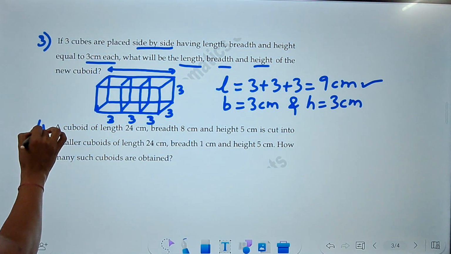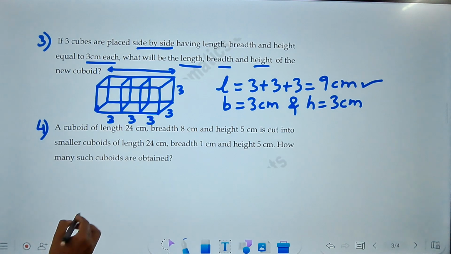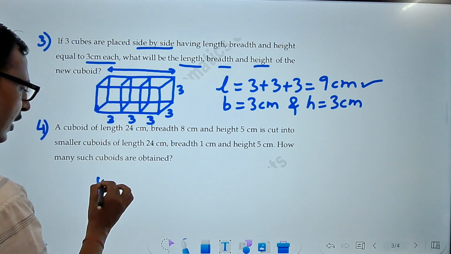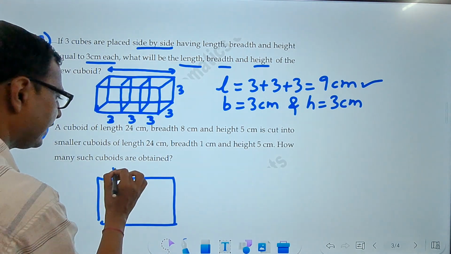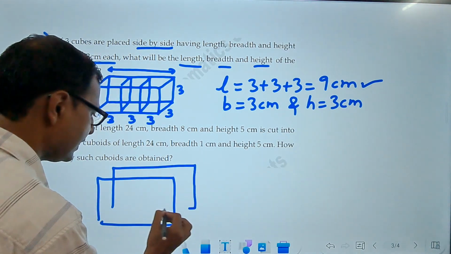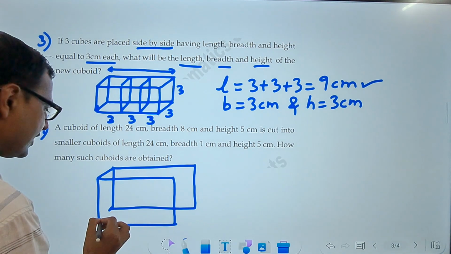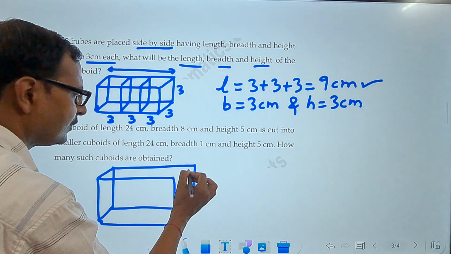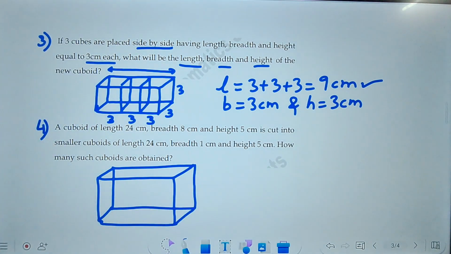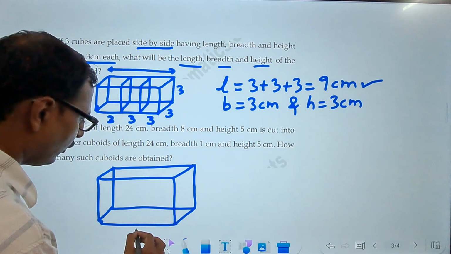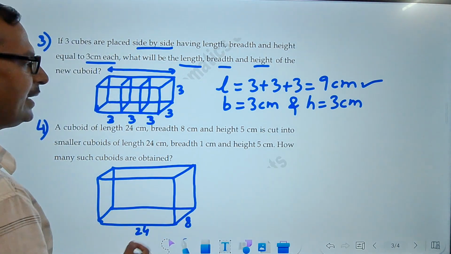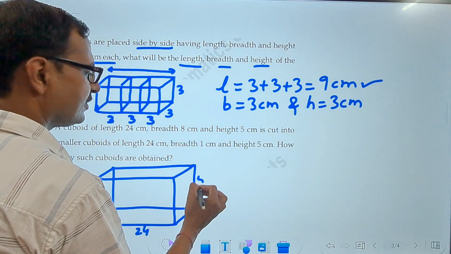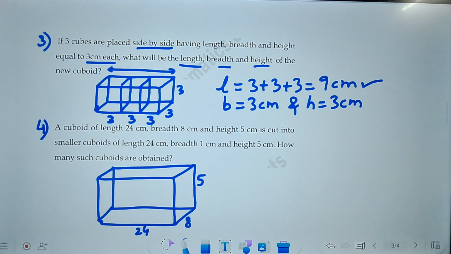Likewise, we have another question here in which there is a cuboid. Let's draw a cuboid. This is a rectangle. Within that rectangle, I draw another rectangle like this, and then you join end to end. This becomes a cuboid. Now, the length is given as 24, the breadth is given as 8, so this is 8, and the height is given as 5. Now, there's one very important concept here.